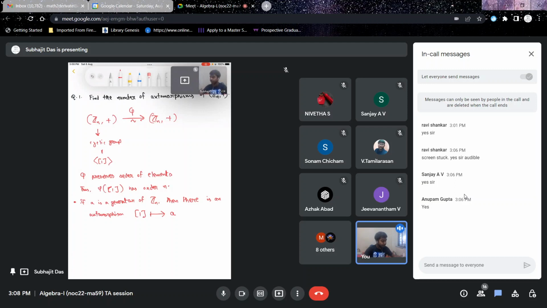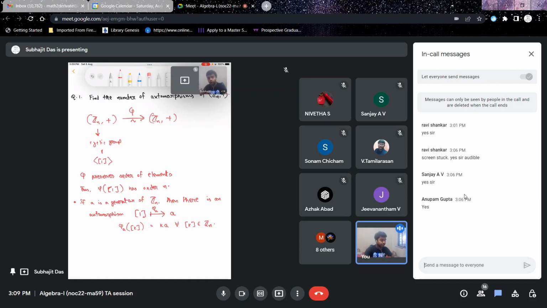So what is that automorphism? Let's say the automorphism is phi A. So what does phi A do? Phi A sends 1 onto A, and we define phi A like this. So phi A of class of K is obviously what it should be, K times A, right? For all class of K in Zn, right? So you can check that this is a well-defined mapping, and this indeed is bijective and is an automorphism, right? It maps the generator 1 onto the generator A, right? So every generator of Zn gives you an automorphism of Zn, right?